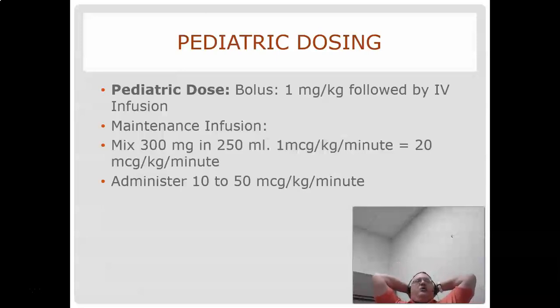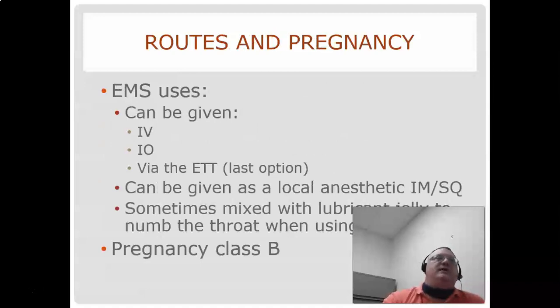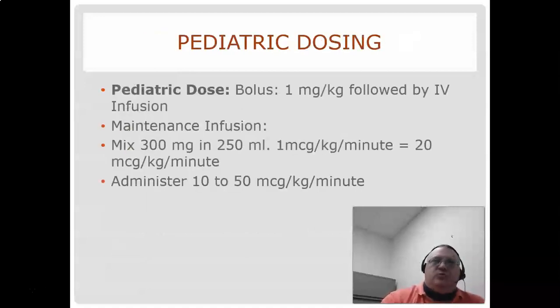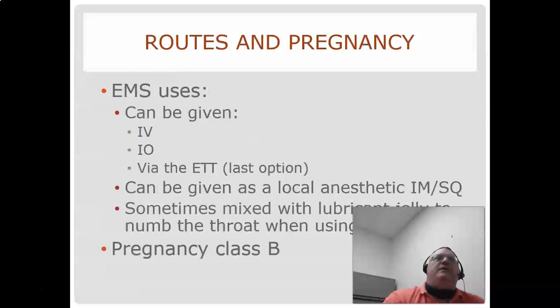And again, for an IO, if you have to sedate, I usually start with 5 milligrams IV push or IO push, and then I slowly give it until the discomfort goes away. Again, guys, I will tell you for pediatric maintenance infusions, in all the time I've ever done this, don't worry about the pediatric infusion there. So mix 300 and 250, and it gives you 1 mic per kilo per minute. Again, 10 to 50 micrograms per kilogram per minute is the lidocaine pediatric maintenance dose, all right? Remember the bolus dose, 1 milligram per kilogram, okay? That's what we're after.